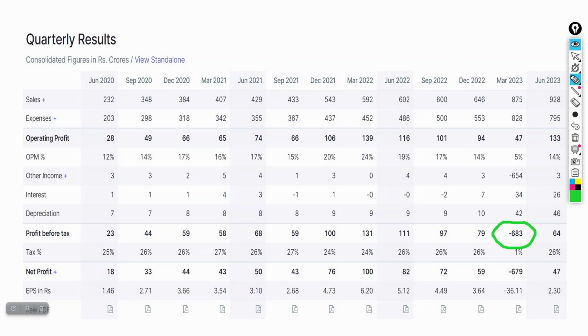This was the figure which I was discussing. The profit has been shown as a loss just because of this acquisition, and there is nothing wrong with the fundamentals of the company.